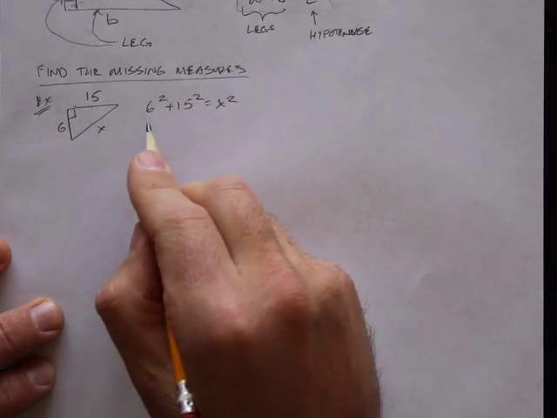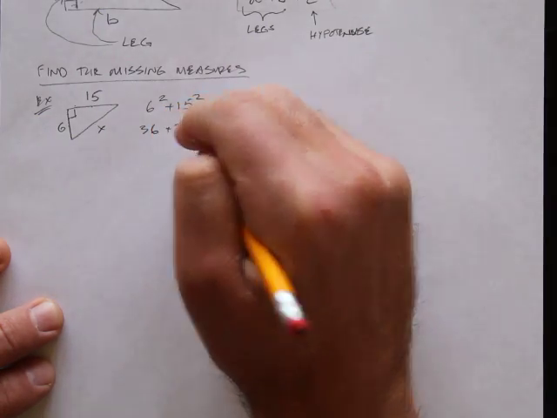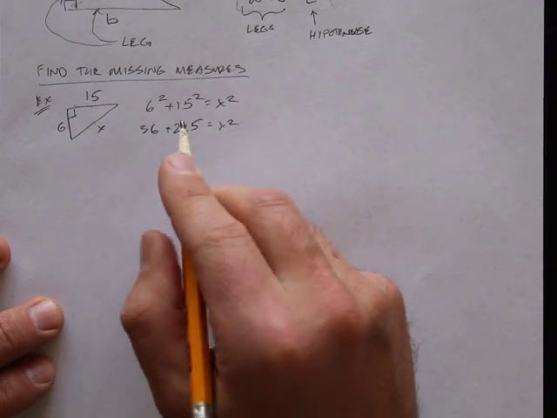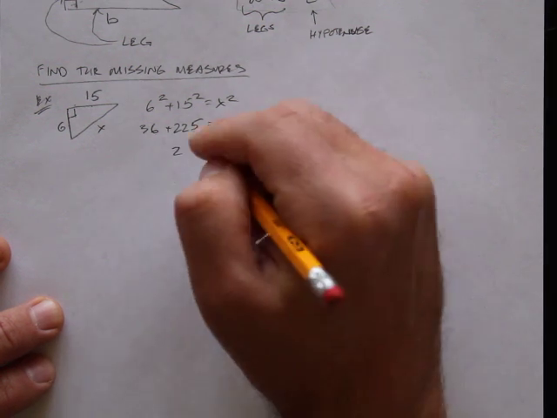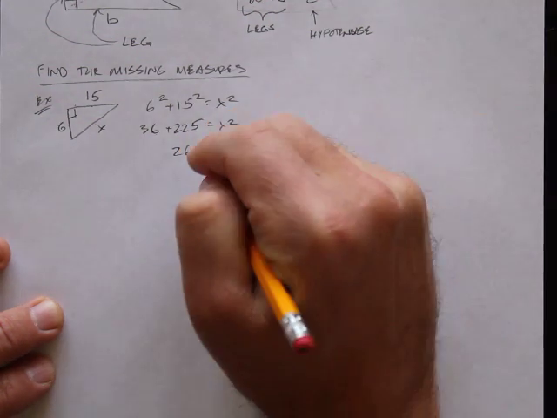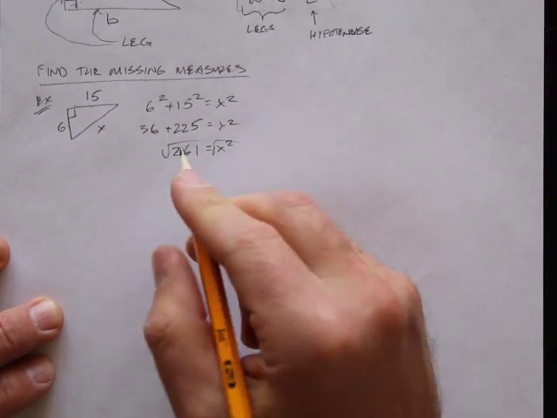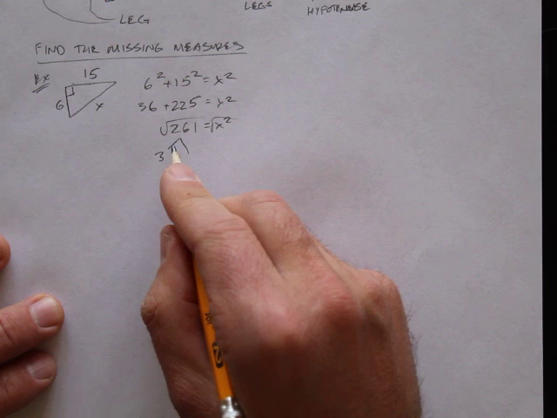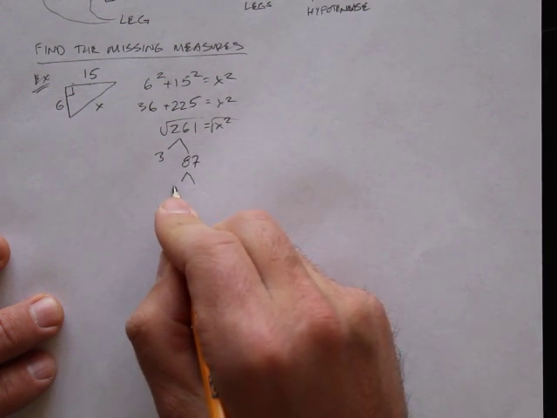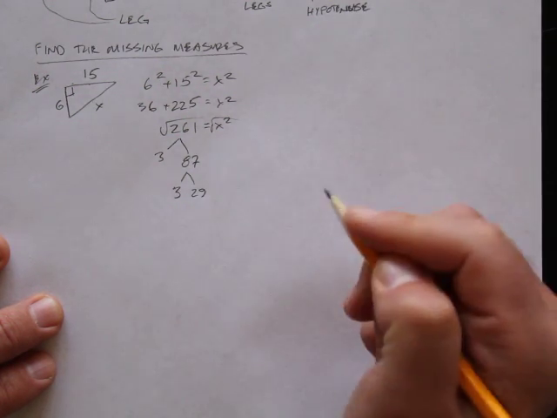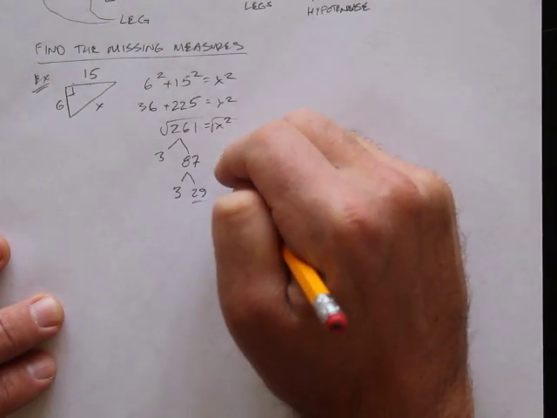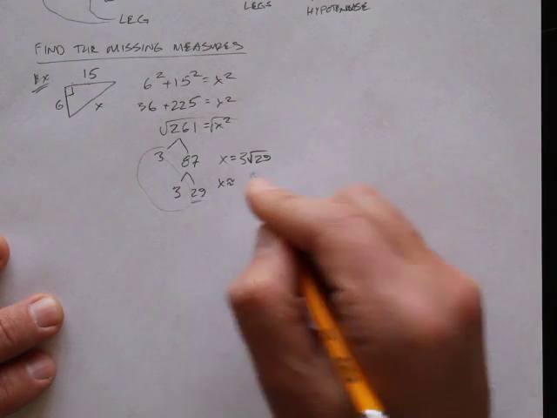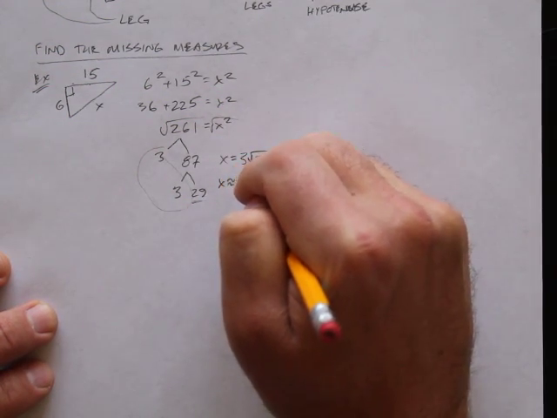All right, 6 squared is 36, 15 squared is 225. You might want a calculator ready for the rest of this lesson here. And then equals x squared. 36 plus 225 is 261, equals x squared. Now I take the square root of both sides. And so this is going to be a little bit of a mess here, but that's all right. I know that 3 goes into 261 87 times. And then 3 goes into 87 29 times. 29 is a prime number. So x equals 3 times the square root of 29. Or you can put it in your calculator, and it's about 16.2.